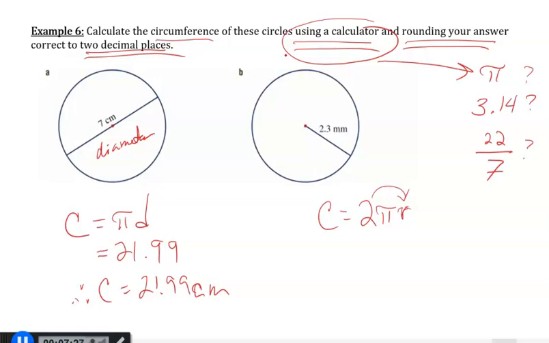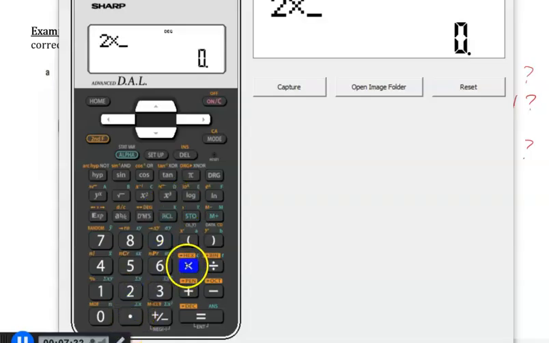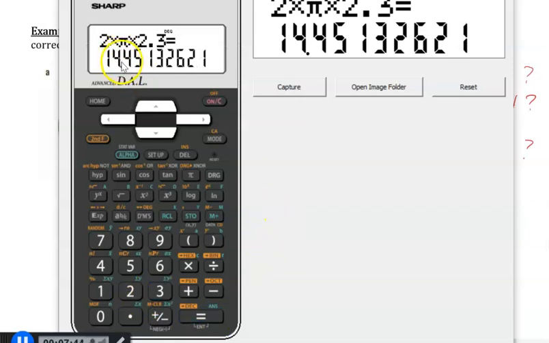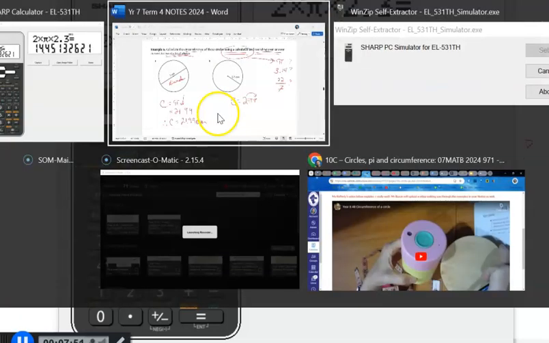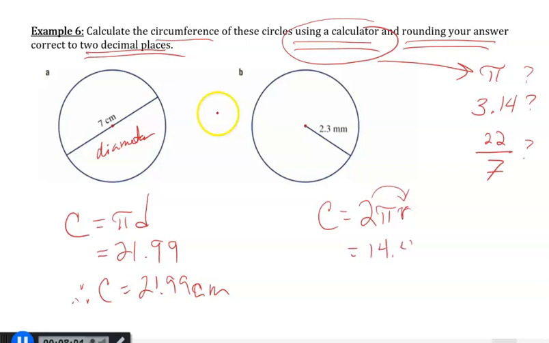So again, I'm going to go to my calculator. So I'm going to have 2 times, where's my pi button? Pi times 2.3 is equal to 14.45. Again, our critical digit is lower than 5, so it's 14.45. So therefore, our circumference here is 14.45, and the unit is, oh boy, millimeters. There you go.